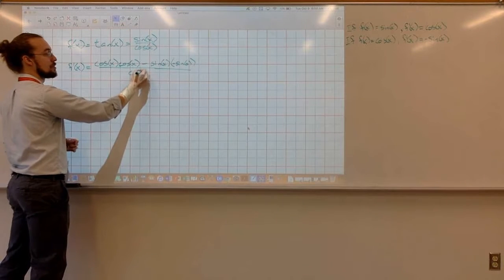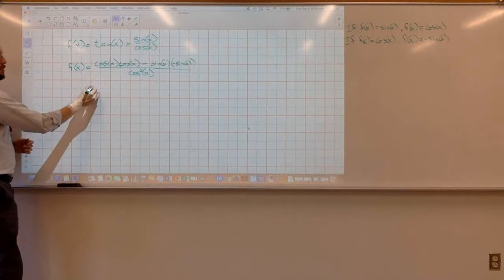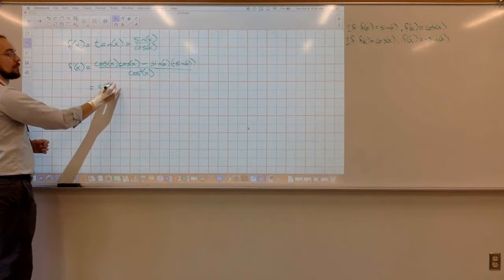So now let's simplify this. Cosine squared.